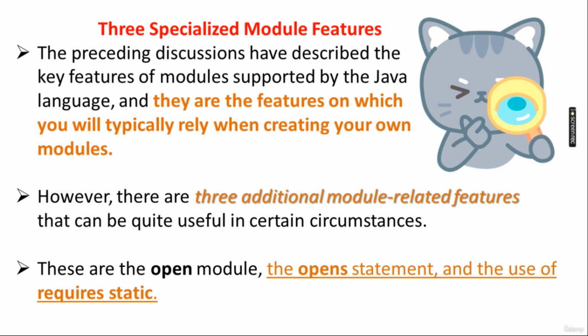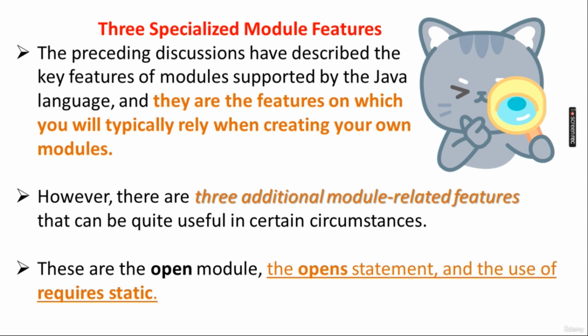Three specialized module features. Now, in the previous example that we have already seen, we have described the key features of modules supported by the Java language, and they are the features on which you will typically rely when creating your own module. So some features we have already described. There are three additional module related features that can be quite useful in certain circumstances. Okay, so besides the features that we have seen till now, there are three additional module related features.